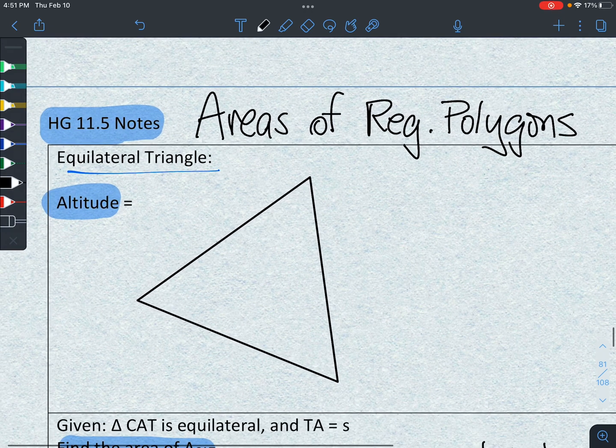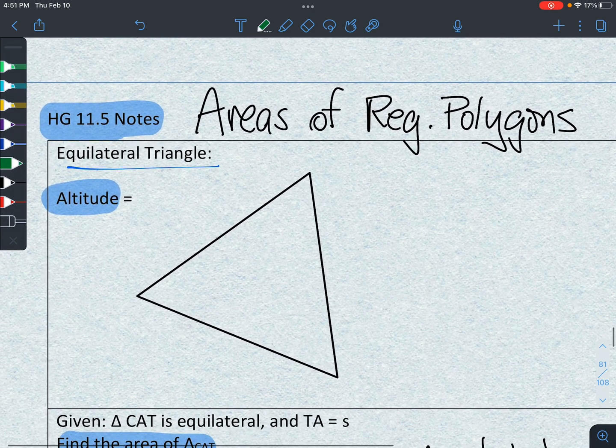One of the first things you need to worry about when you're finding areas of regular polygons is where is the altitude? So again, pick a base. I don't care which base you want to pick. They're all the same. But again, reminder, there is my altitude. Remember that letter A, because this is going to represent a new word for us here shortly.